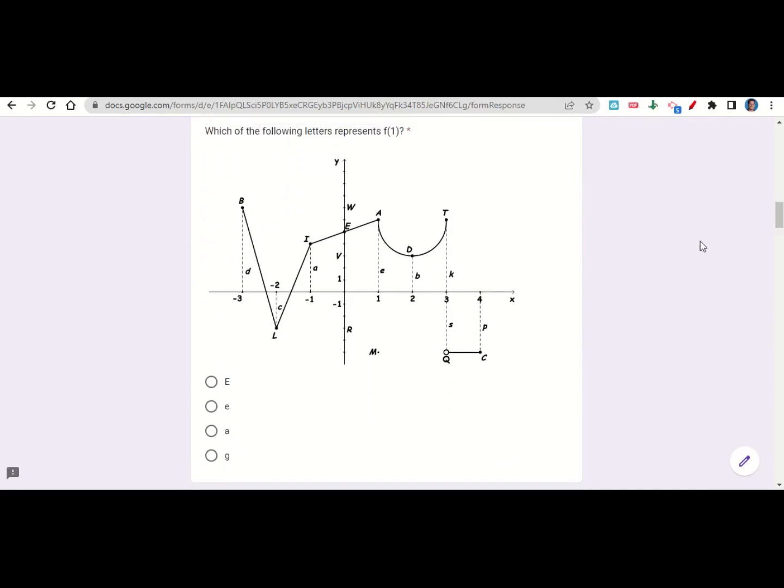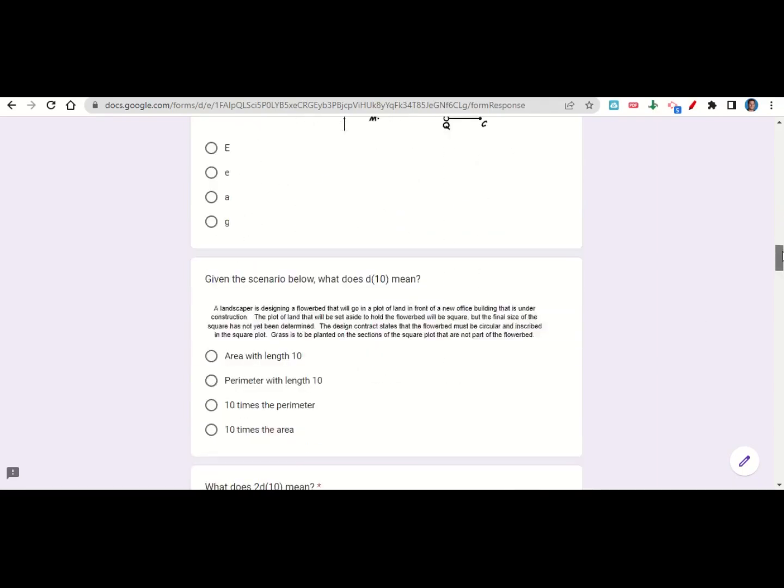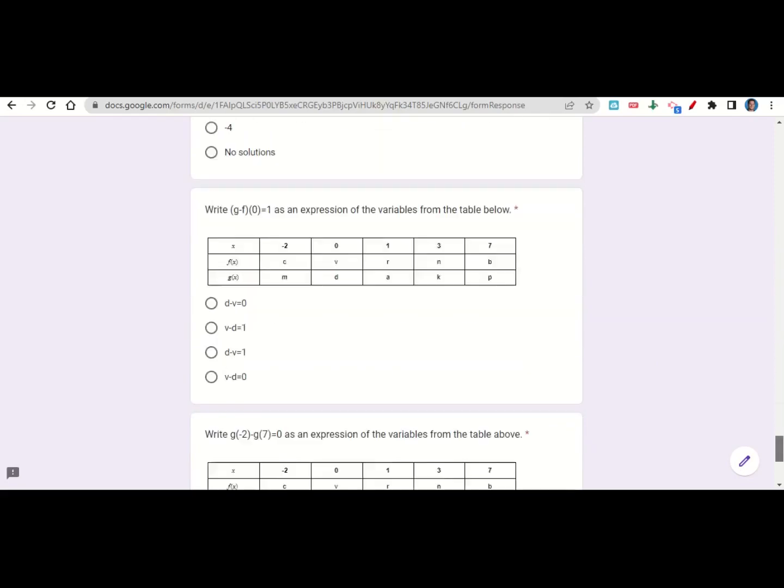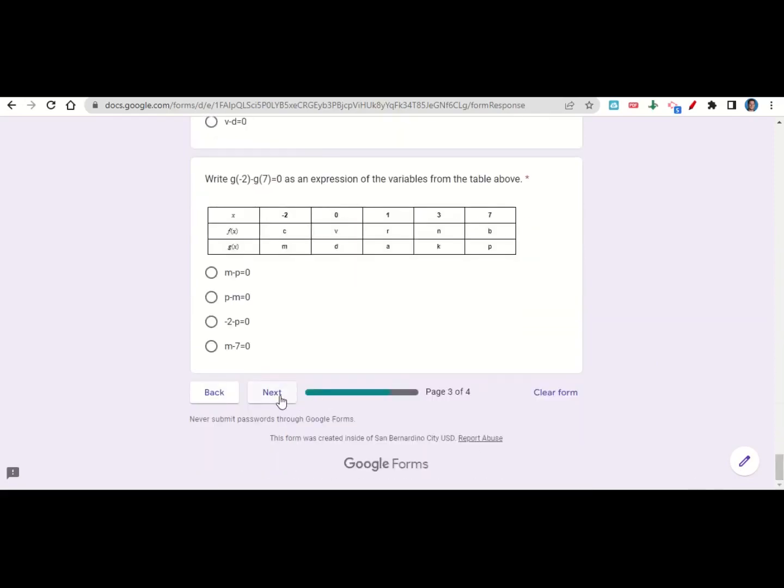It says, which of the following letters represents f of 1? So that means when x is 1, what is y? Well, it's right here. So f of 1 is just this part right here, which is e. So lowercase e. And we'll continue to answer each of these questions until we get to the end of the assignment. When you get to the end of the assignment, go ahead and click next.